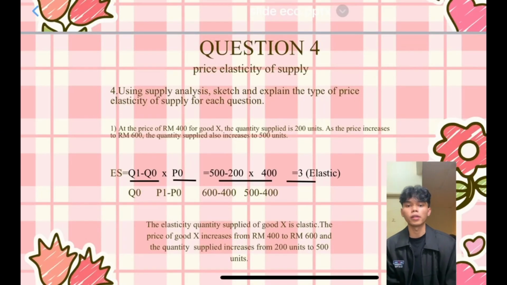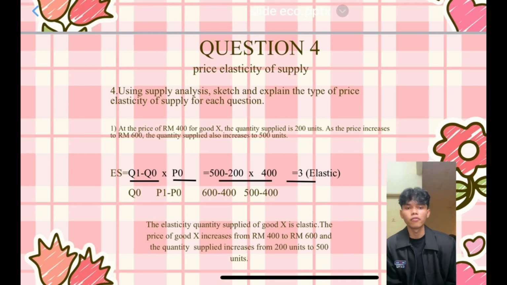My name is Muhammad Rafiq and my ID number is 23110008, and today I'm going to present question 4. Question 1. At the price of RM400 for good X, the quantity supplied is 200 units. The price increases to RM600 and the quantity supplied also increases to 500 units.